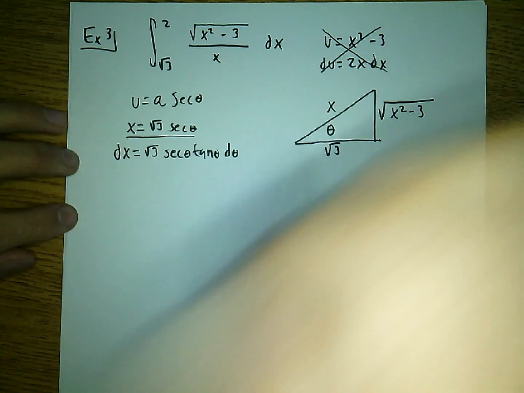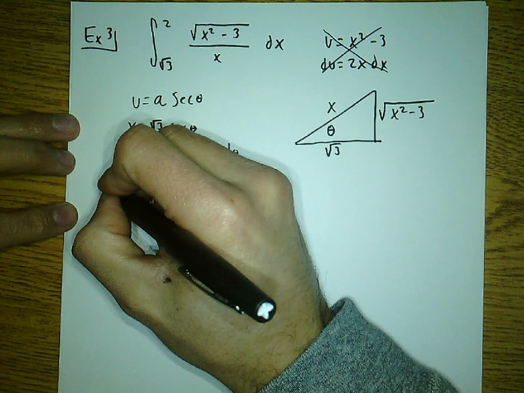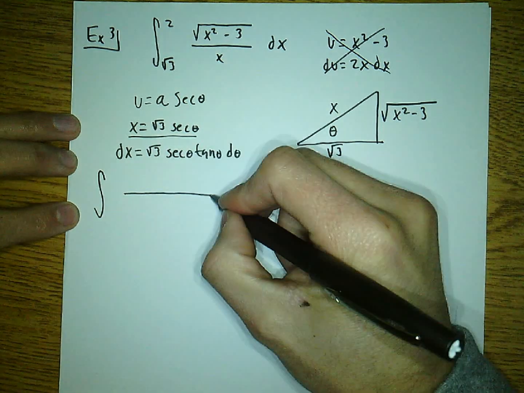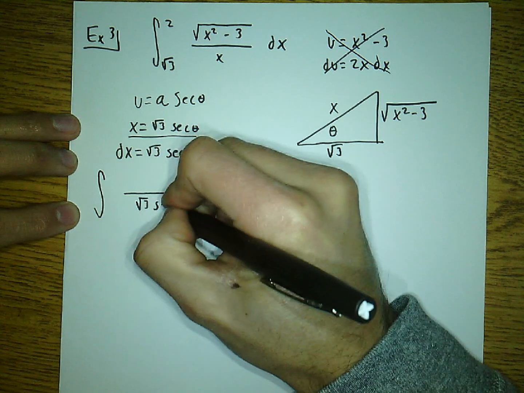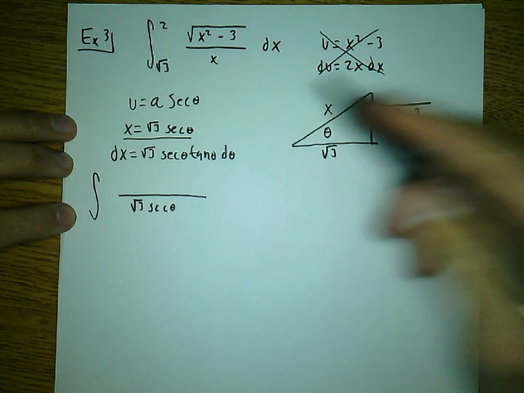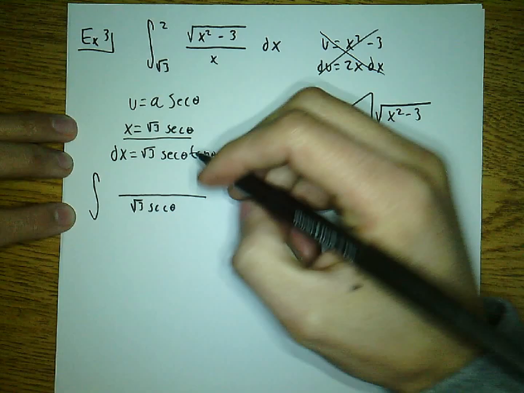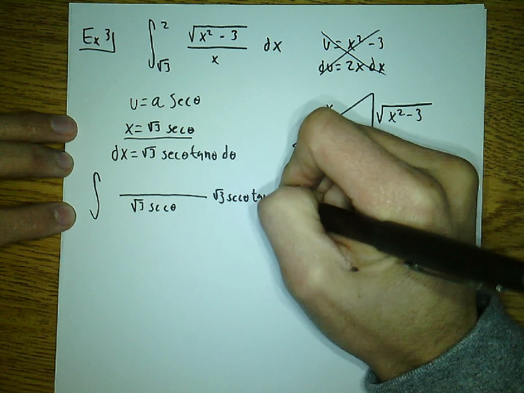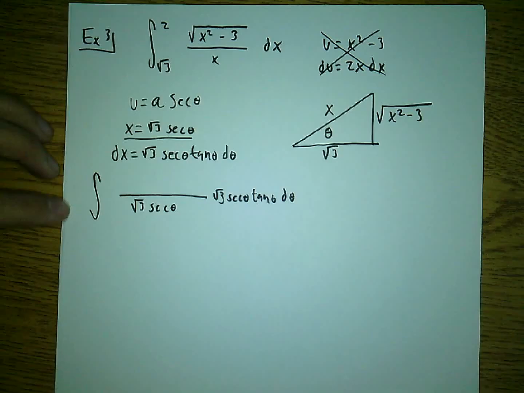Okay. I'm going to have an integral. What is x for us? Well, x is root 3 secant theta, right? And what is dx for us? Well, dx is root 3 secant theta tangent theta d theta, right?